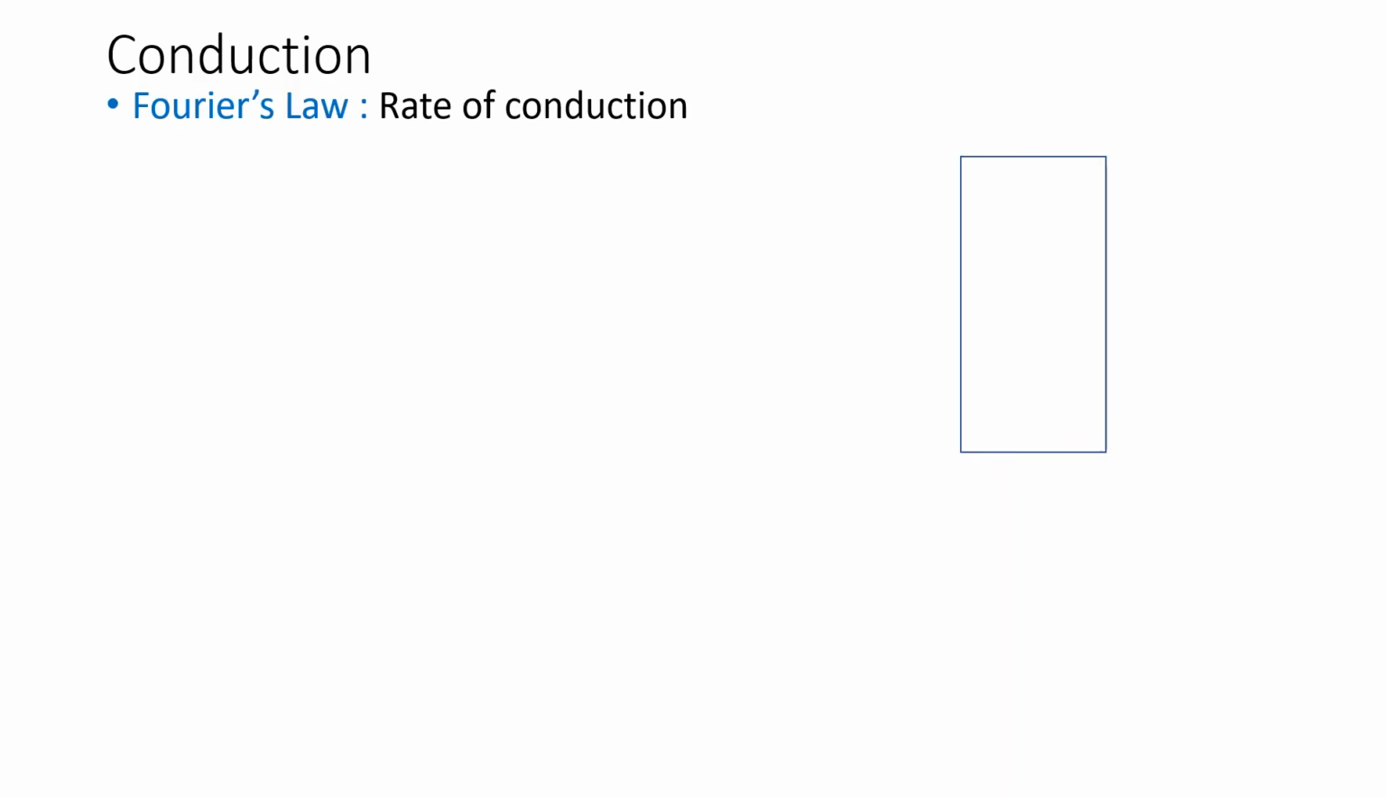Let's look at the heat flux or the heat rate due to conduction. The heat rate or the heat flux due to conduction can be calculated using Fourier's law. To understand what Fourier's law is, let's consider a simple solid object. In this case, it's a simple rectangle. Let's say this location here is x1 and this edge here is x2, and positive x is in this direction.